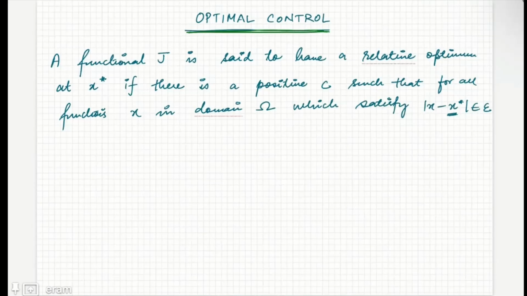So we have defined the neighborhood around x star of width epsilon, and we call that x star to be relative optimum if the increment of j has the same sign.